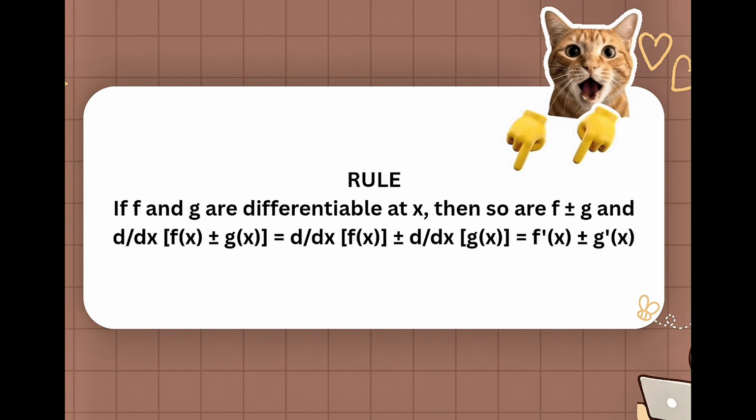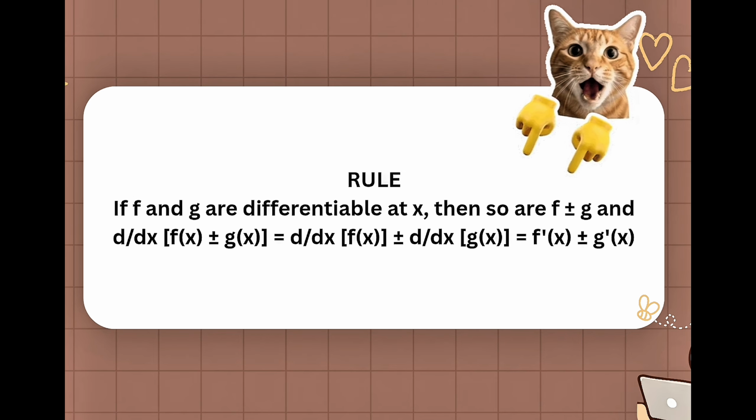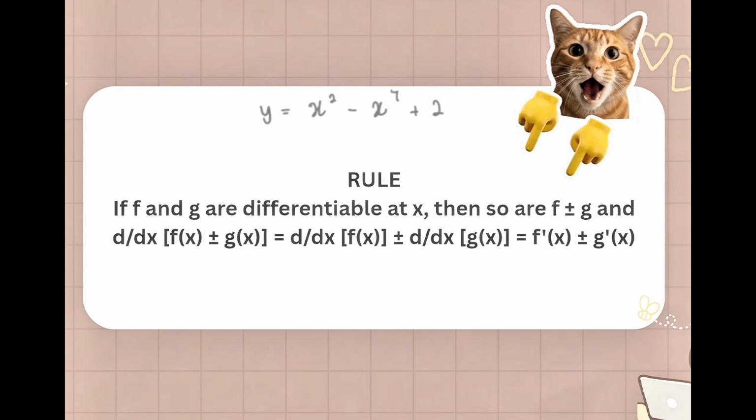The rule is, if f and g are differentiable at x, then so are f plus or minus g, and d over dx in bracket f(x) plus or minus g(x) equals d over dx in bracket f(x) plus or minus d over dx in bracket g(x), which equals f prime x plus or minus g prime x.